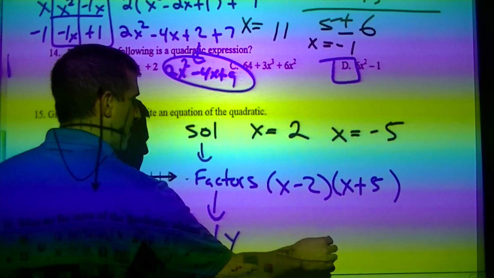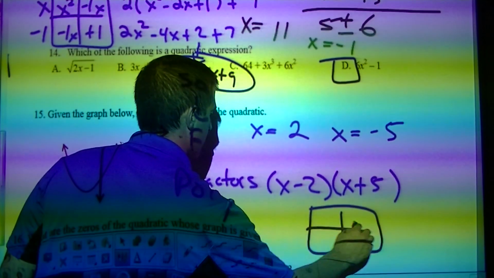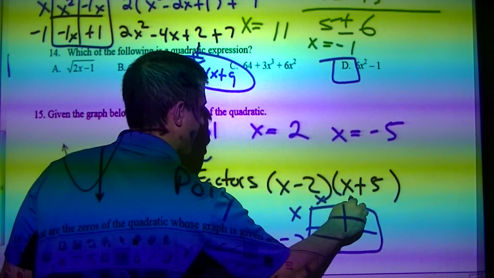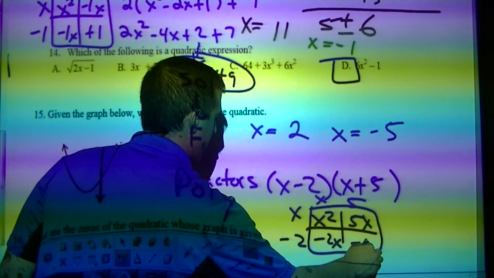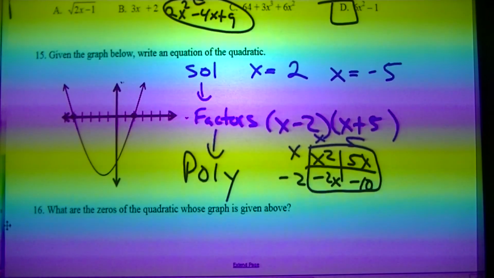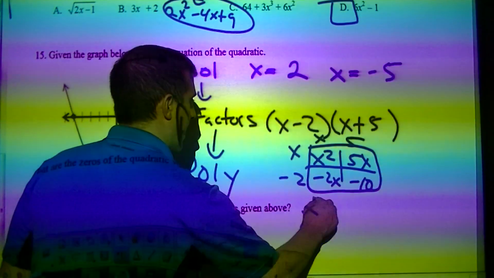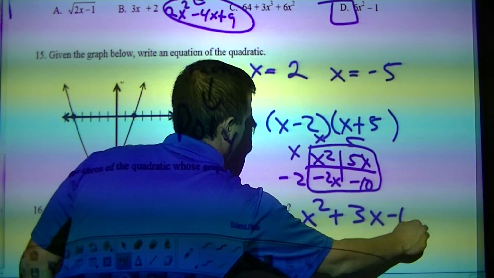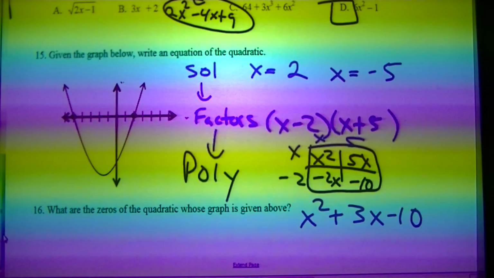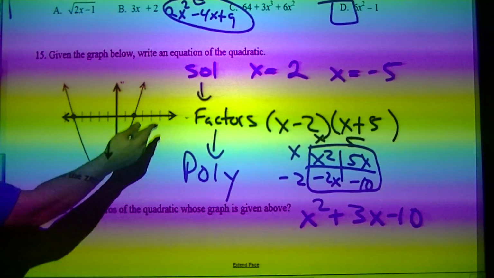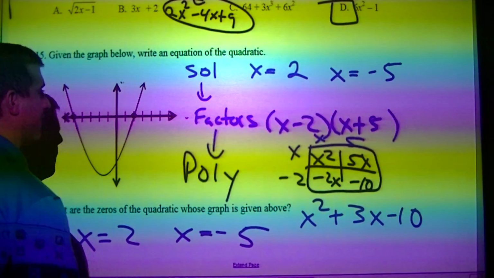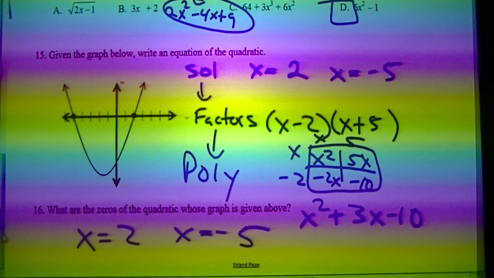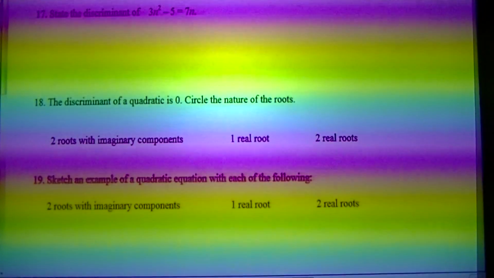To figure this out, I'm going to use my boxes. x, negative 2, x and 5. x squared, negative 2x, 5x and negative 10. So as I write the polynomial for that, that's going to be x squared plus 3x minus 10. And that would be my answer there. What are the zeros of the quadratic graph above? Well, I almost had to find those to start. x equals 2, x equals negative 5. I almost needed those to proceed.